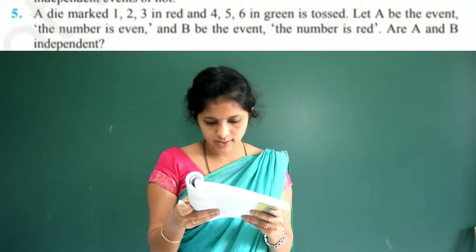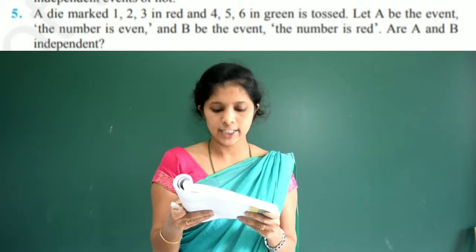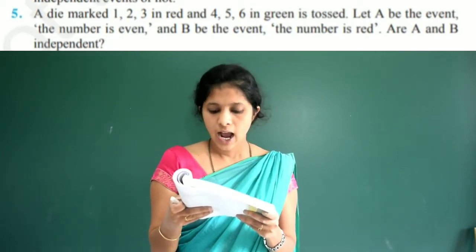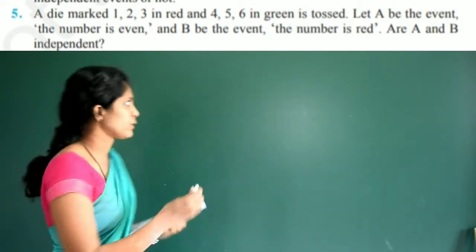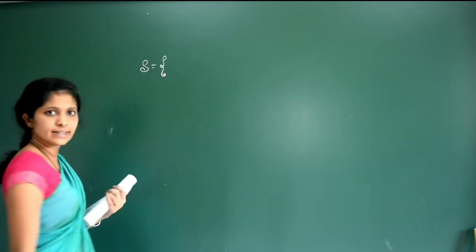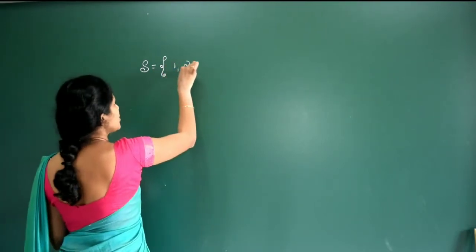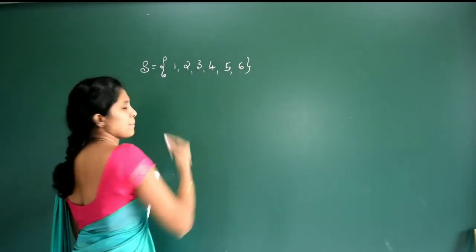Okay. Problem: a die is marked 1, 2, 3 in red and 4, 5, 6 in green and is tossed. Let A be the event, the number is even. B be the event, the number is red. Are A and B independent? Did you understand the question now? What will be the sample space? You are throwing a die. So this will be 1, 2, 3, 4, 5, 6. So this is the sample space, right?